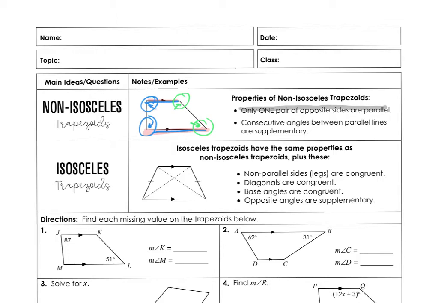An isosceles trapezoid, much like an isosceles triangle, is a trapezoid that has the same properties as the non-isosceles trapezoid, plus it also has some extra properties. So the non-parallel sides, which are called legs, are congruent. That's what makes it isosceles. The diagonals are congruent. And the base angles are congruent.